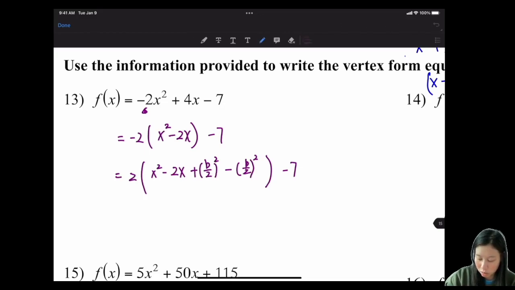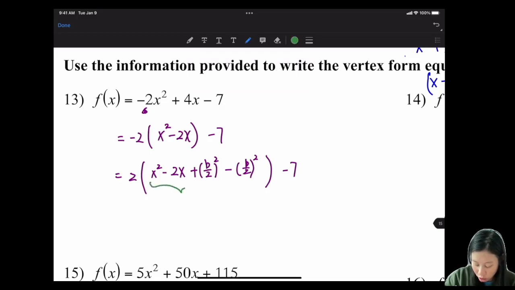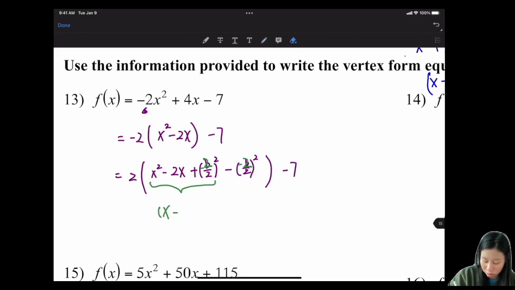So the first 3 terms are going to turn into what? A perfect square, which is (x minus 2) squared. b is equal to 2. No, b is equal to -2, sorry. Squared.